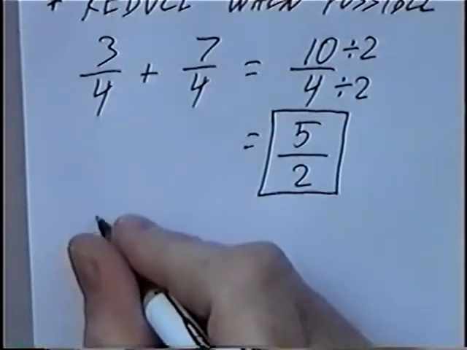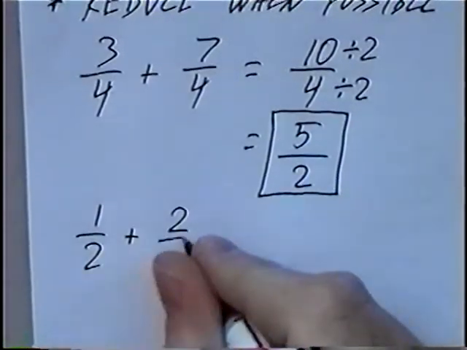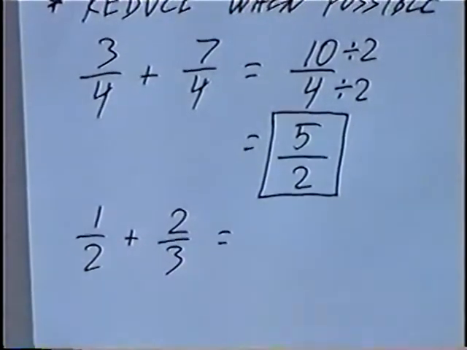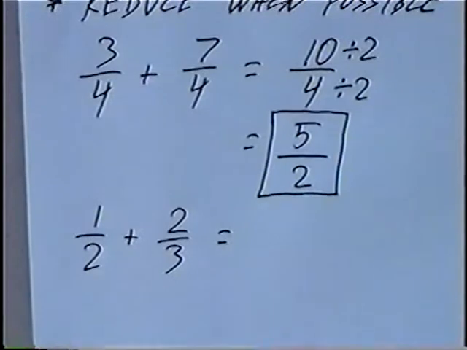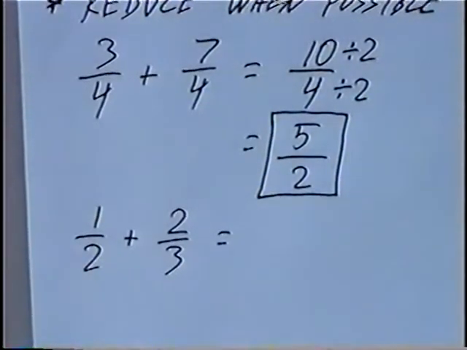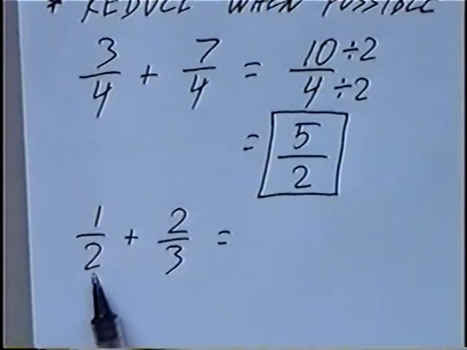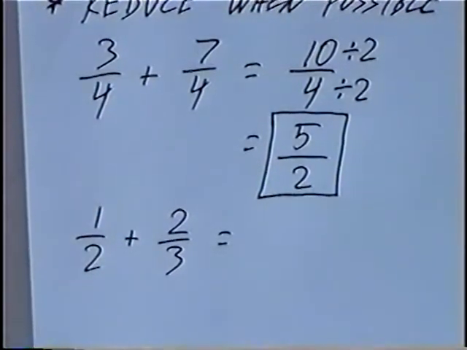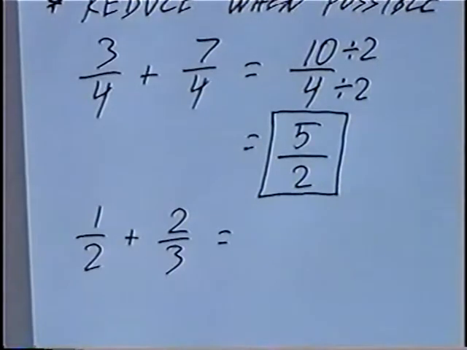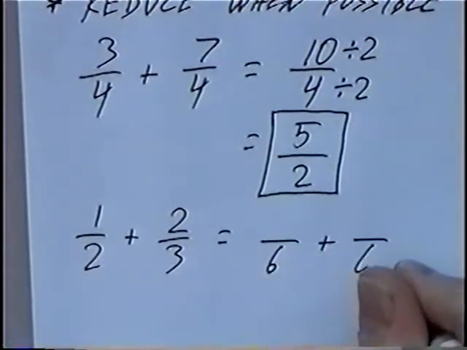Second question, 1/2 plus 2/3. Again, adding fractions, first step, we must have the same denominator or common denominators. If they're different denominators, we must multiply one or both fractions to make them the same. A common denominator would be a number that 2 divides into and also 3 divides into. What we can do on this question is make the common denominator 6.